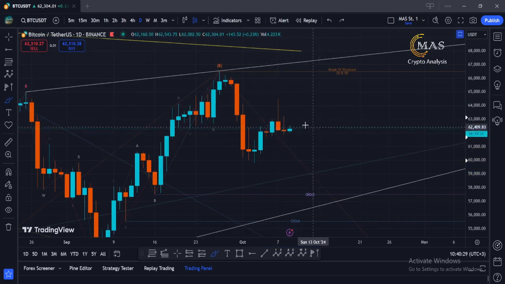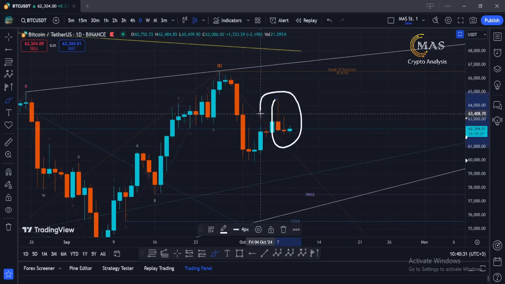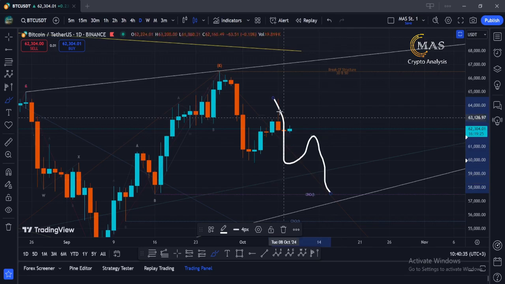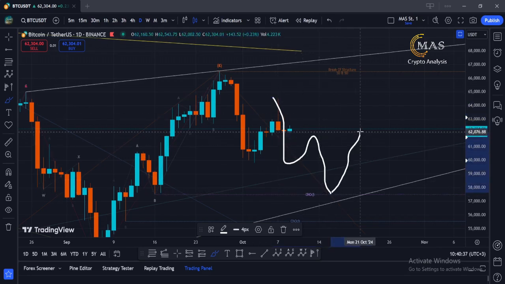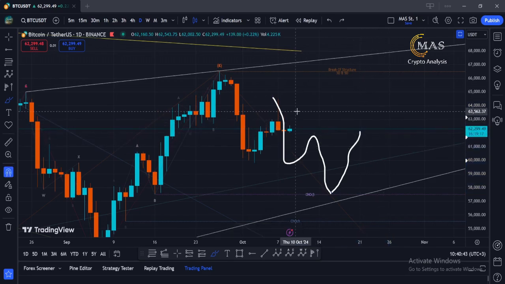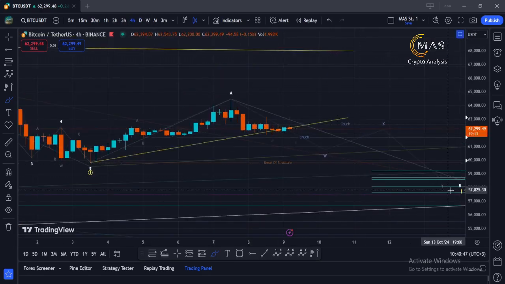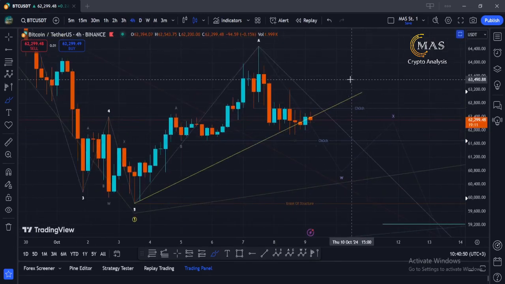Until now, my friend, after these two red candles, I expect to see this ABC correction and maybe a move back again. This is my scenario for counting the second wave here at this point, and I will go directly to the smaller time frame from this 4 hour time frame, my friend.